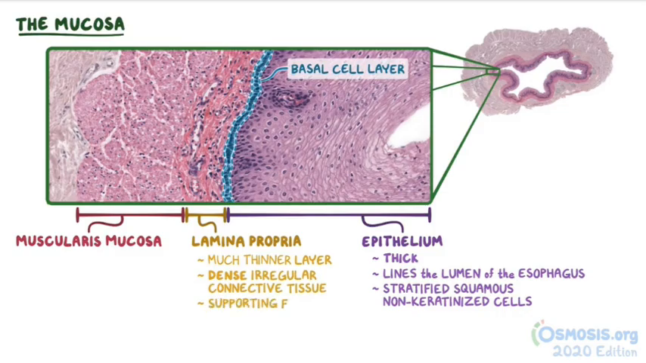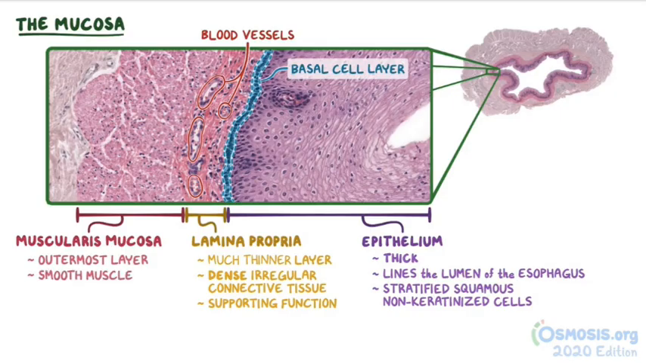It provides a supporting function to the epithelium, such as the blood vessels within the connective tissue that supply blood to the epithelium. The muscularis mucosa is the outermost layer of the mucosa and is comprised of smooth muscle. The muscle fibers in this image have a circular or dot-like appearance because the fibers run longitudinally, or in the same direction as the esophagus.